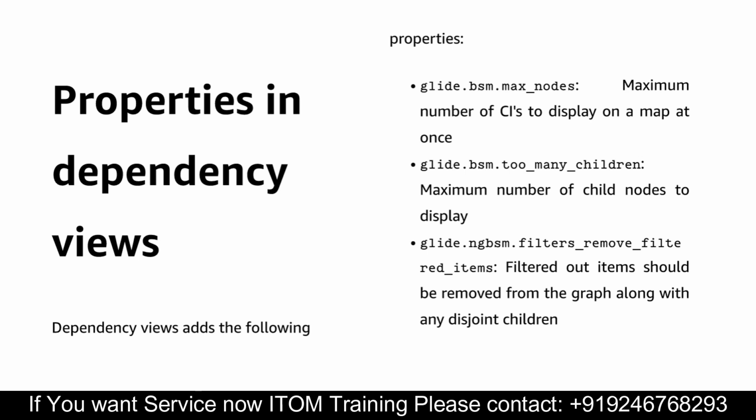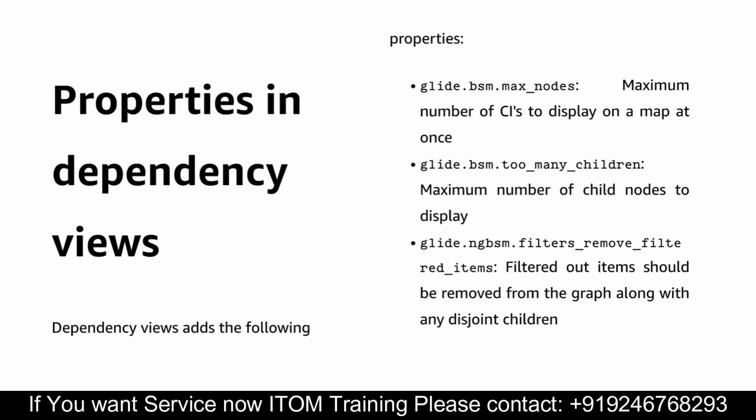And glide.bsm.too_many_children: how many child nodes are allowed to display under this particular CI? For that we need to give a property, so we can limit it.